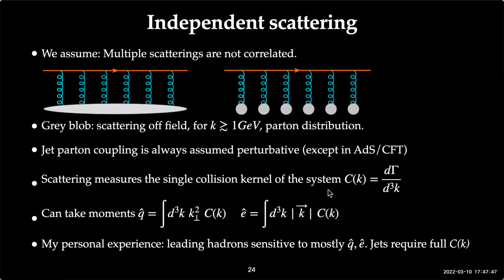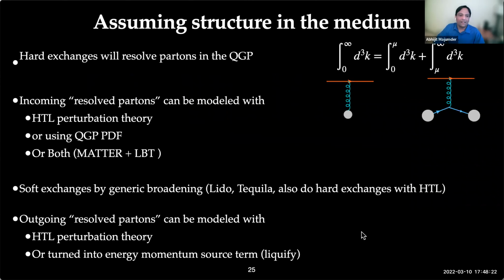Each of these gives you something like a collision kernel, which is like a differential rate of scattering, and the transport coefficients we talked about, like q-hat and e-hat, are basically moments of this collision kernel. So what you really want to get at is this collision kernel, and what you're extracting are moments of this kernel. As we move from leading hadrons to full jets, you'll become more and more sensitive to the form of this collision kernel.